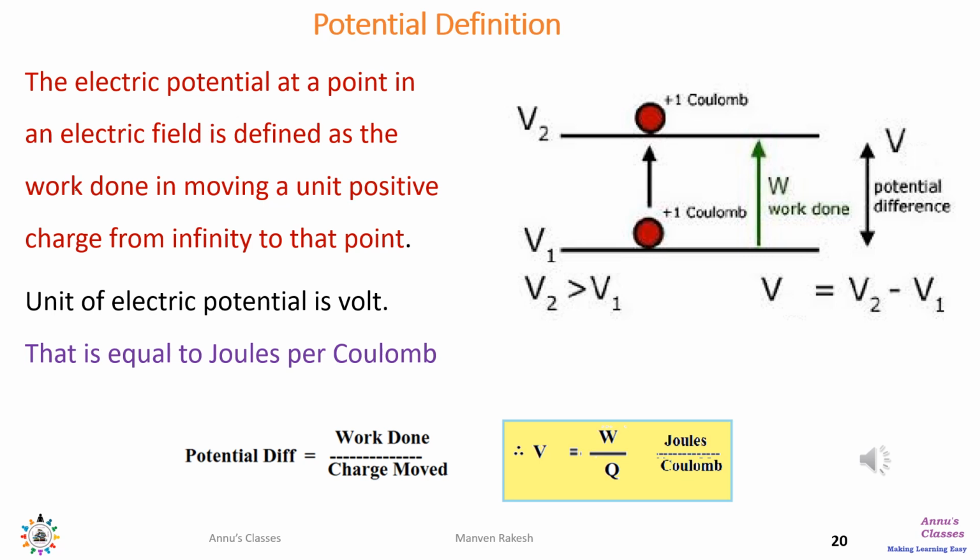To understand the potential of a point, we are required to move a unit positive charge from infinity to that point. In doing so, we are expected to do some work. This work done in joule, when divided by the charge moved in coulomb, gives a unit called volt, in which the potential is measured.